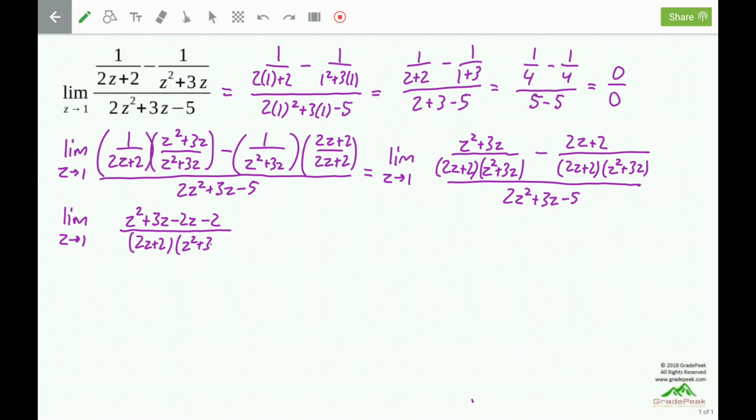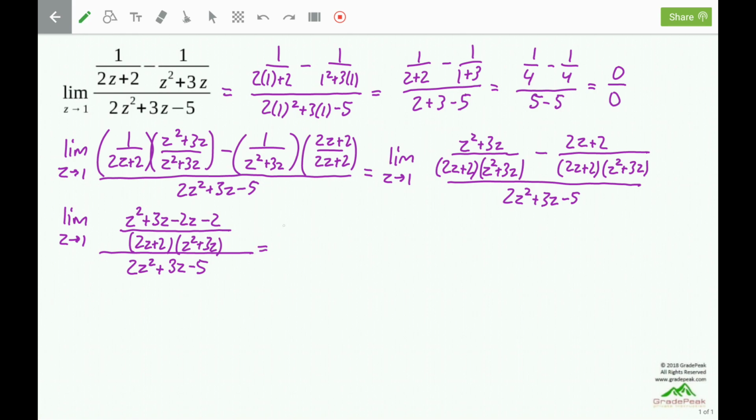Notice I'm not distributing out. I'm keeping the denominator factored. You only want to distribute in the numerator when you combine fractions by addition or subtraction, because you have to add or subtract the numerators with each other, so you don't want them factored at first, and then you can refactor them later. And then all of this is over 2z squared plus 3z minus 5.